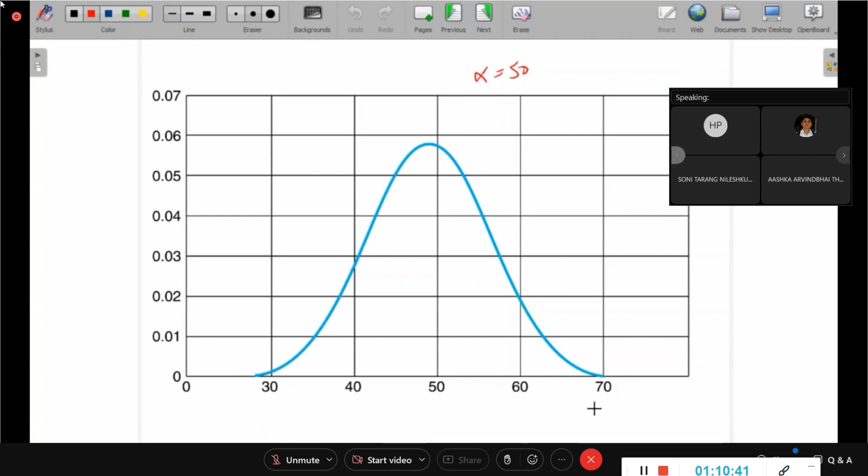What has been plotted on the x-axis? It's only random numbers. This is the x-axis. Alpha equals 50. Lambda is some fixed number. You can fix some number, 1 or 2 or 3, any number.